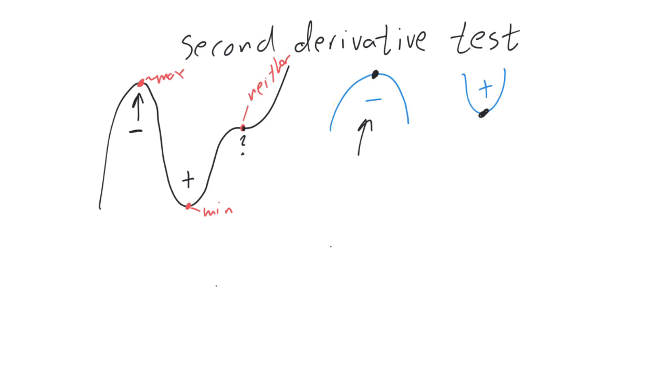So basically, we just found the second derivative at each of these critical points. And that's why it's called the second derivative test.